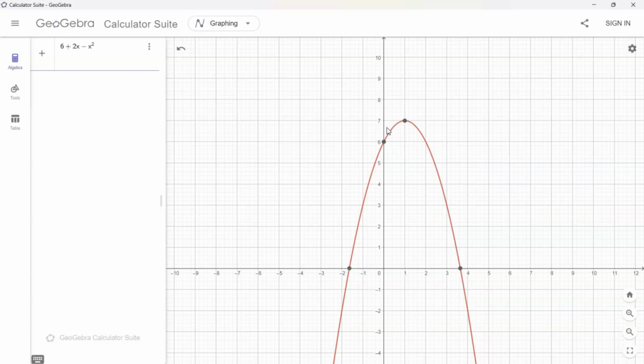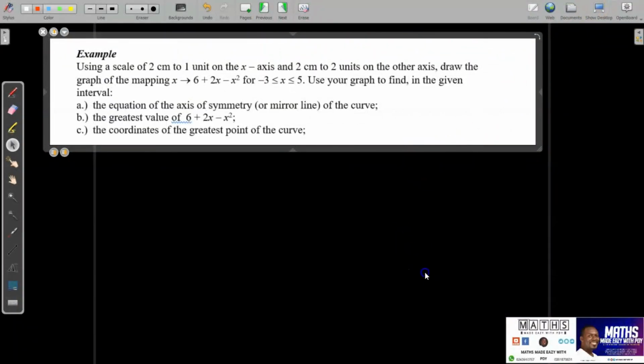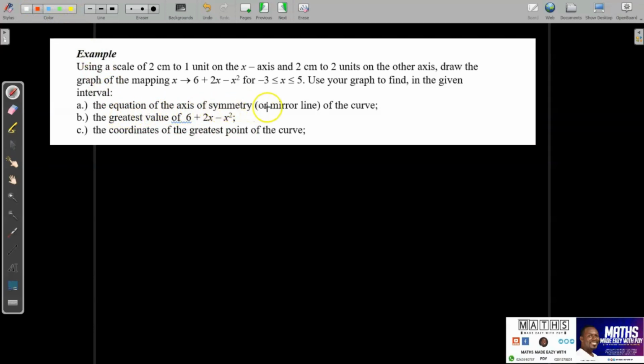Now we can equally, as I said, if we want to find out whether our answer is right or not, I'm switching the screen, so please take note. I'm back to my page. Can you see the writing screen now? Yes, sir. Okay. So we just want to confirm the answer that we had: the equation of the axis of symmetry is x equal to 1, the greatest value is y equal to 7, and the greatest point of the curve is 1 comma 7.